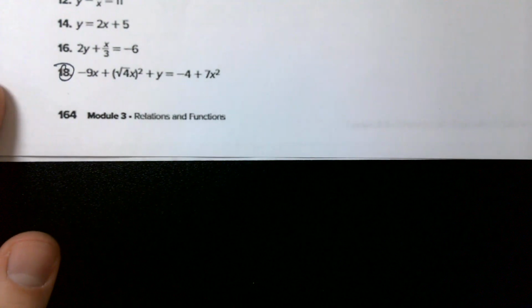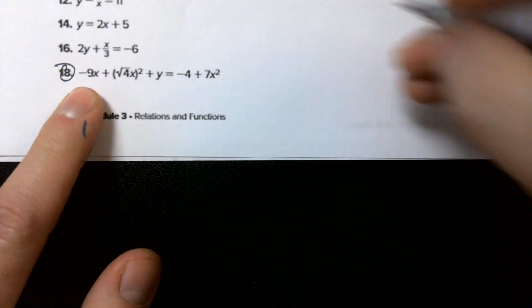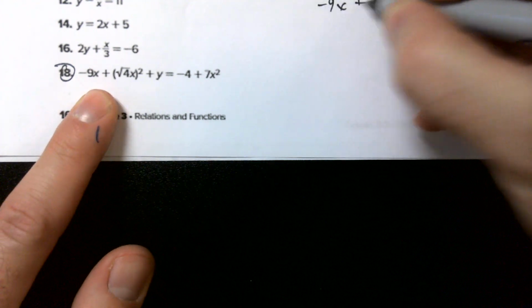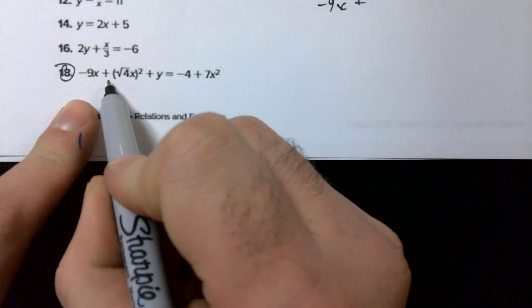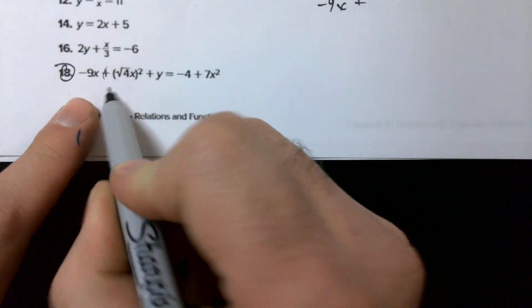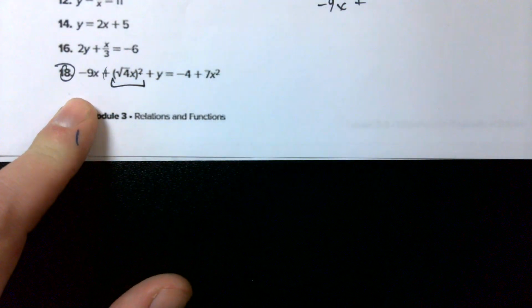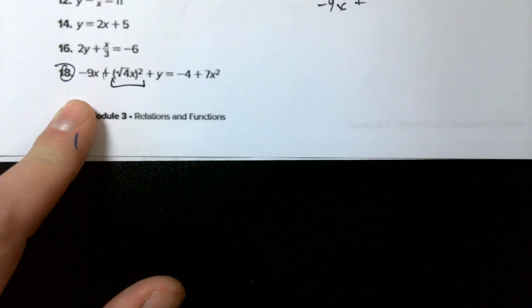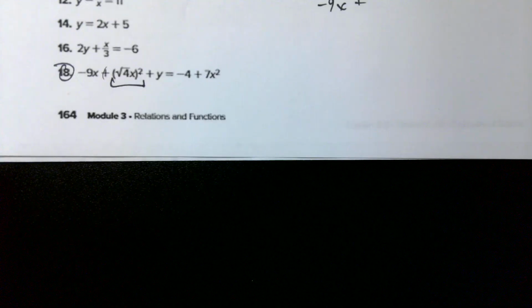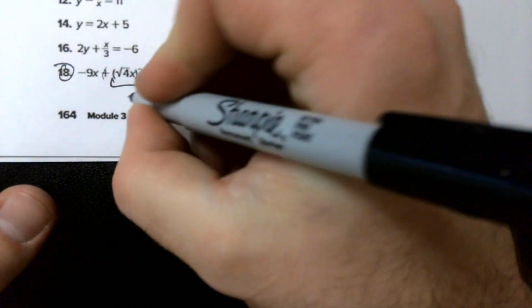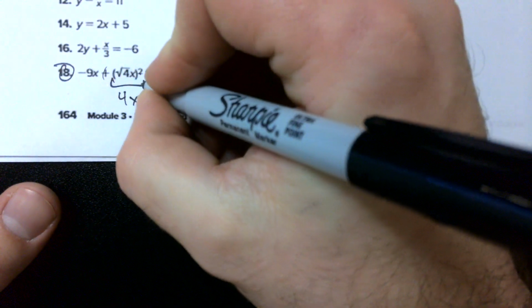Number 18. Looks a lot like our warm-up, kind of. So, negative 9x plus... This is what we talked about yesterday. I think this was in our notes, right? Yeah. If I square this, Precious, what does that give me? Or did you have a question? Okay. What do I get when I square root 4 times x? 4x squared.